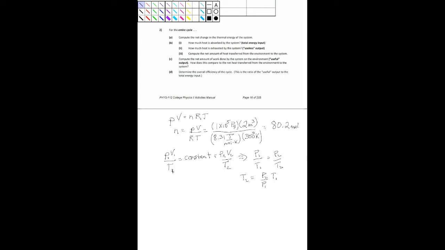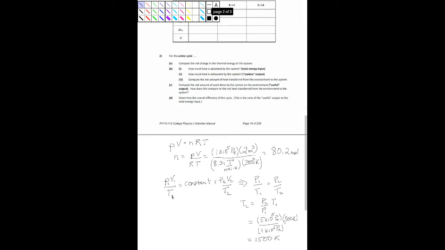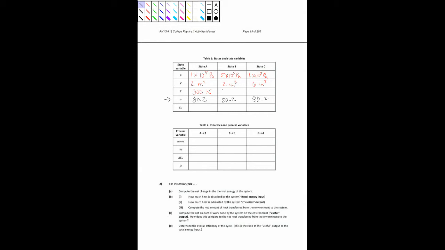Okay? And so pressure, obviously P2 is 5 times 10 to the 5 pascals. The pressure at state 1 is 1 times 10 to the 5 pascals, and of course the temperature is 300 Kelvin. Okay, well, if you do all of that, you should get 1500 Kelvin. So the temperature in state B is 1500 Kelvin. So up here I can enter 1500 Kelvin.